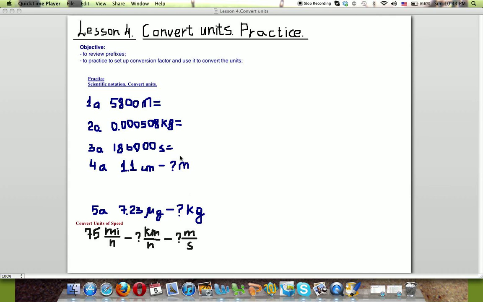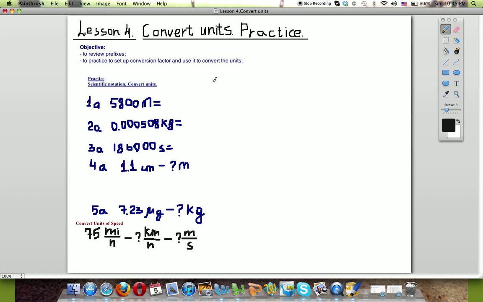Okay, so the first example, if you look in your worksheet, you can see that there is 5,800 meters. The assignment says that you have to express it in scientific notation and then use the appropriate prefix to change the power of 10. So first, let's review what is scientific notation. Scientific notation is used in science to express the measurements, and the number in scientific notation is always more than 1 but less than 10. So it's from 1 to 9, and everything else is expressed with the power of 10.